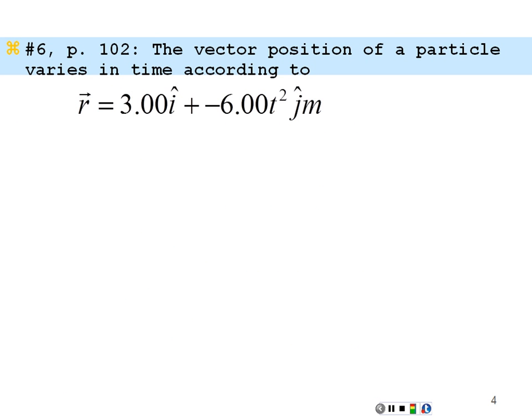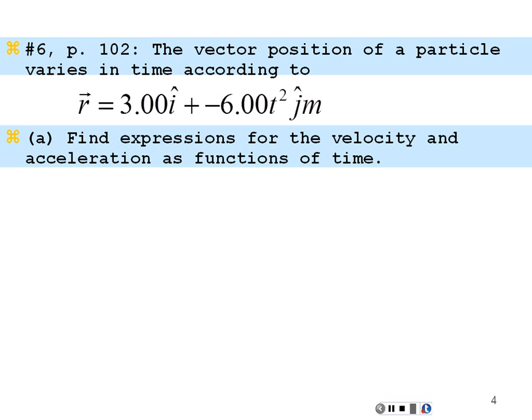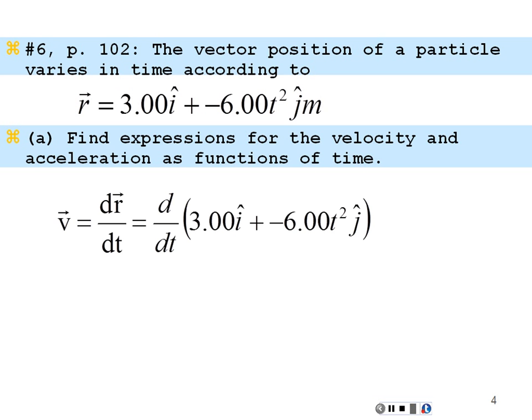Here's a problem. The vector position of a particle varies in time according to position r equals 3i plus negative 6t squared j, in meters. Find expressions for the velocity and the acceleration as functions of time. Well, this is my position for all time. My velocity is the derivative of the position as a function of time.